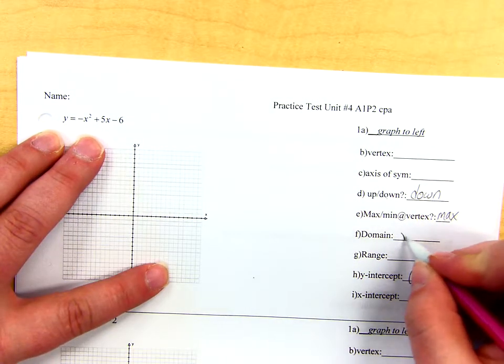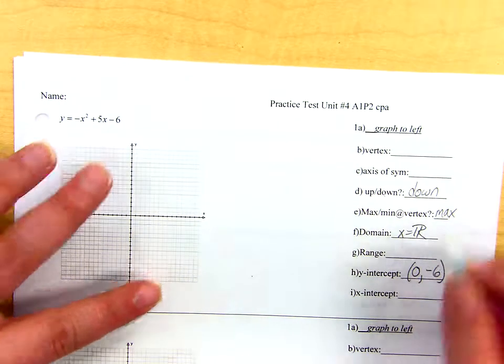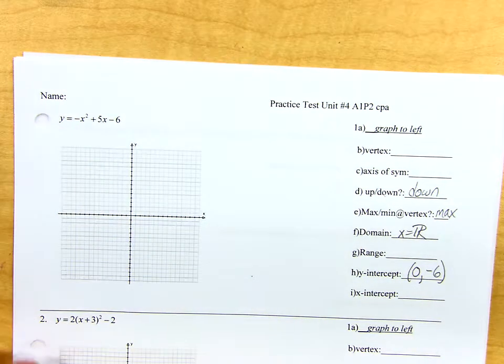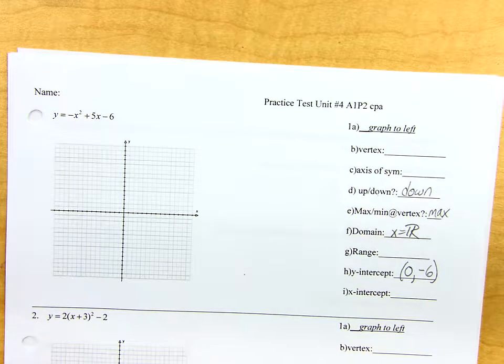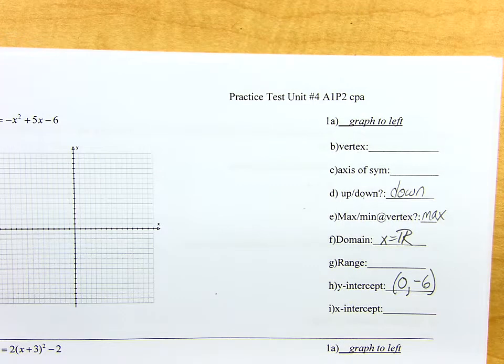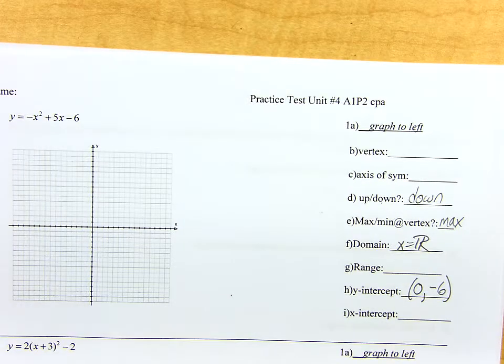Oh, yeah, you're right. The domain we can do. X is equal to all reals, right? I meant the range. Range we can't do. Is that like a T and an R? No, it's a capital R with 2 lines. Okay, range I can't get till I'm done with my graph.